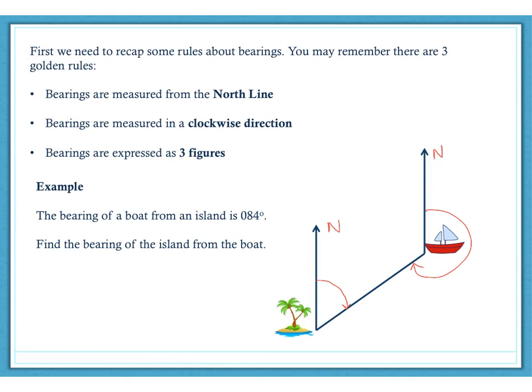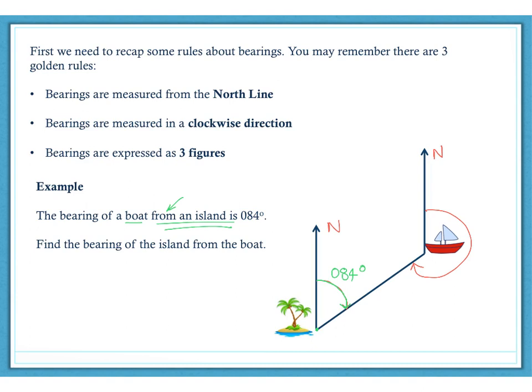The key here is that we're looking at the boat from the island, which means we start from the north line of the island because we are going from the island. We turn clockwise until we hit the line that joins us to the boat. And that is a bearing of 084 degrees.